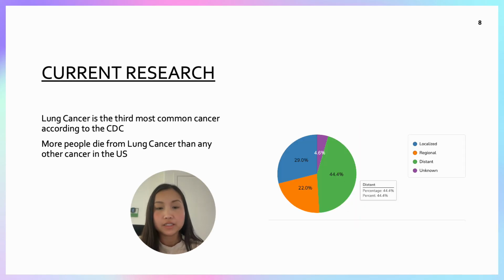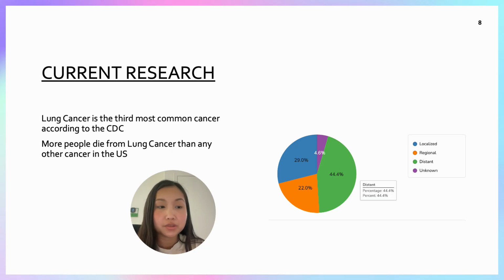So, some current research that we pulled from the CDC is lung cancer is the third most common cancer according to the CDC. More people die from lung cancer than any other cancer in the U.S. Based on the most recent data available, 218,000 new lung cancers were reported in the U.S. Men die from lung cancer more commonly than women, or they had higher rates. And I got this pie chart from the CDC website.